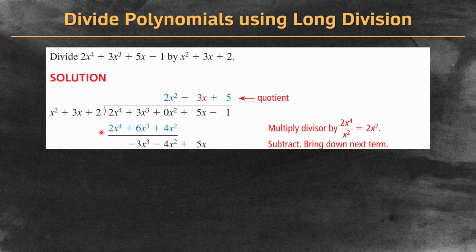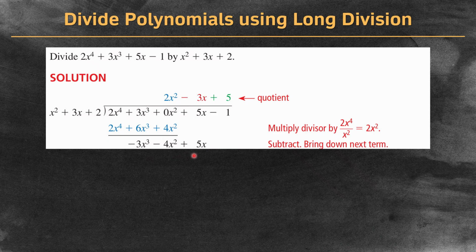We subtract. So you're going to subtract 2x to the power 4th minus 2x to the power 4th. So there's nothing here, 0. 3 minus 6 is negative 3, x cubed. 0 plus 4, but it's got subtraction, right? So 0 minus 4 becomes negative 4x. And 5 minus 0, we bring it down, it becomes 5x.